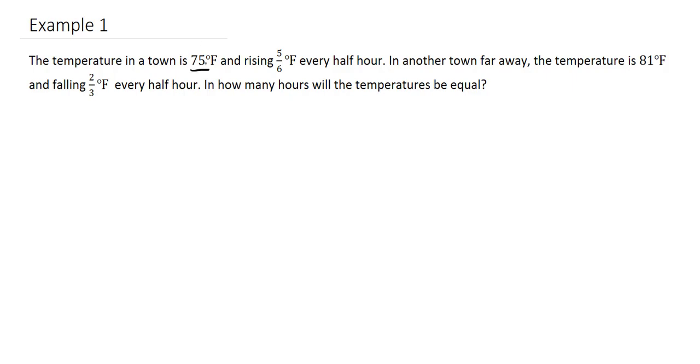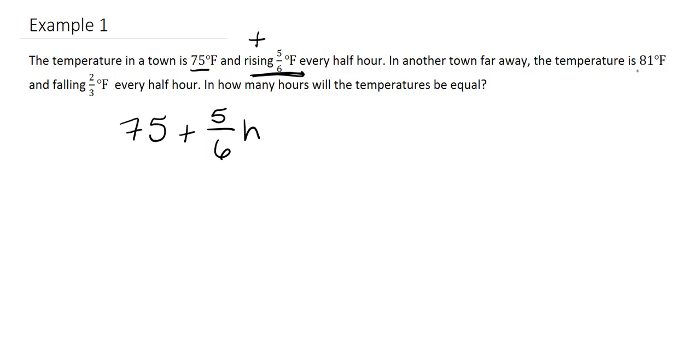So we have 75 degrees and it's rising, so that means increasing by 5/6 every half hour. So let's go ahead and write that out. We have 75 plus 5/6 every half hour. So we just need a variable, which we'll put as h. So if we have 2 half hours or 3 half hours, this will increase the 75 degrees to a warmer temperature.